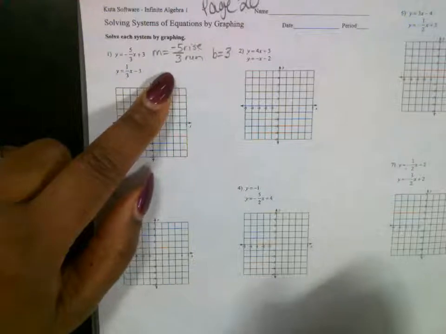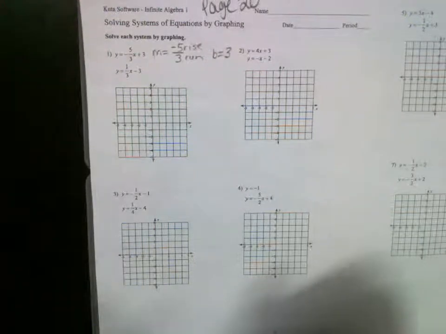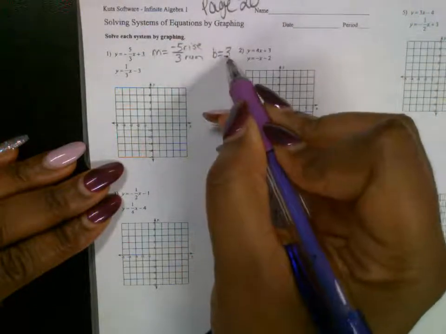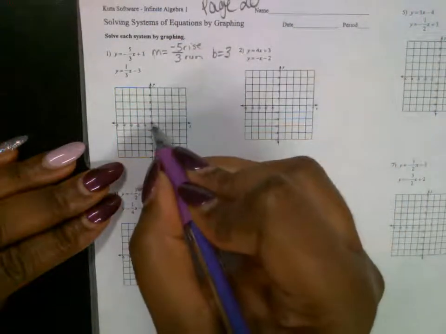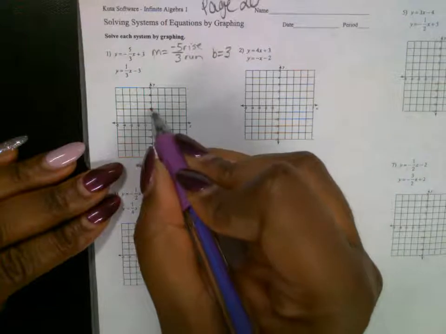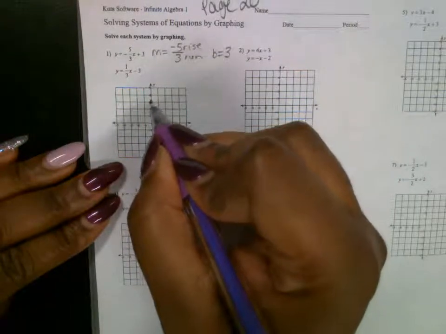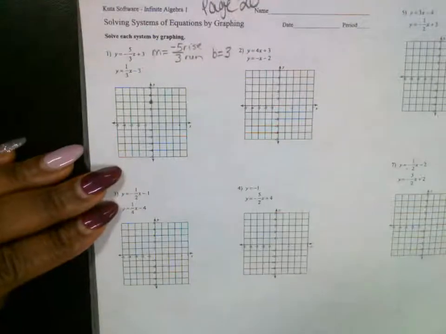So now we're going to graph this. We're going to find B on the y-axis. So we're going to find positive 3 on the y-axis. So that's up from the origin 3 times: 1, 2, 3. This is where 3 is on the y-axis.